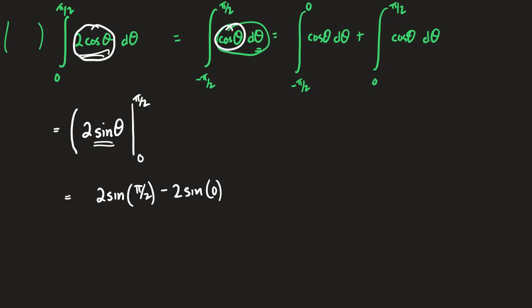Luckily, sine of pi over 2 is 1, and sine of 0 is 0, so this whole thing becomes 2. Not the answer, by the way, because we still have lambda r k over r squared, right? The constants that were out front, the things that we took away.